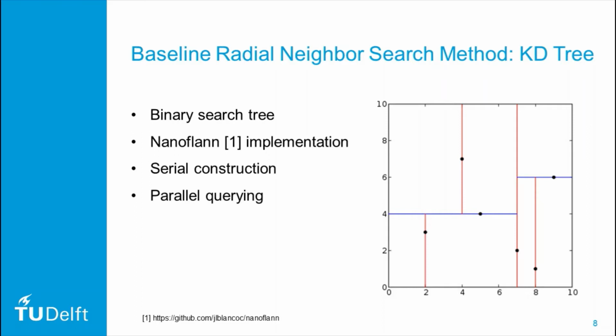A KD tree is just one of the methods to perform a radial neighborhood search. To improve the overall runtime of BioDynamo simulations, we looked into methods where we can explore the use of the parallel architecture of GPUs.